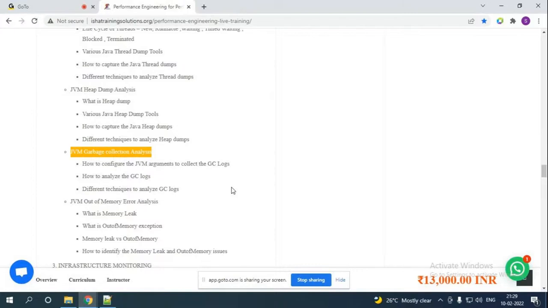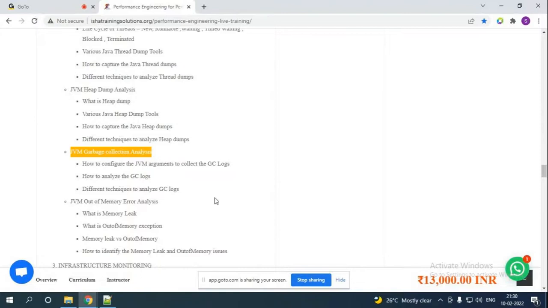A lot of interview questions will be available. What algorithm you used, how many minor GC and major GC happened, what is the frequency of the minor GC and major GC. Like that, people will ask different questions. That also we are going to cover as part of the course itself. We are going to cover garbage collection related concepts as well.